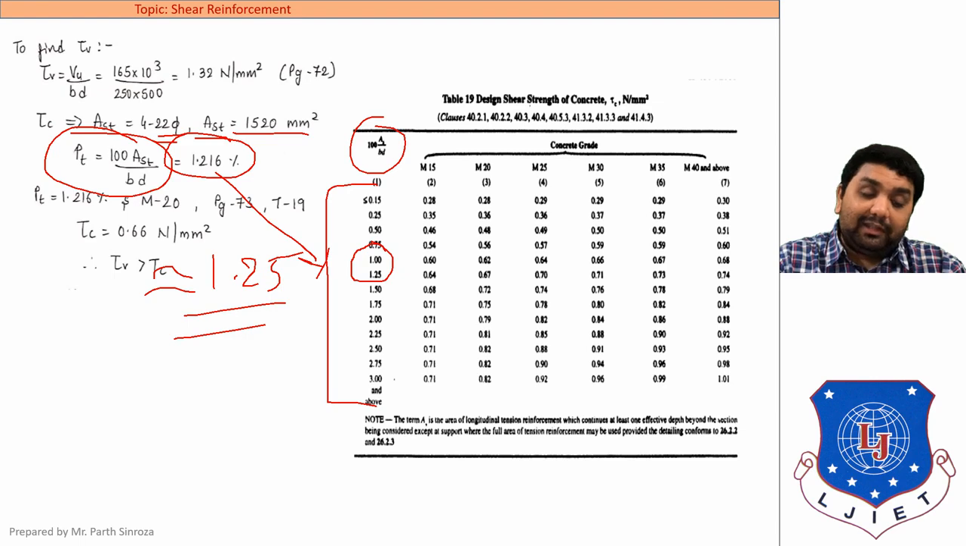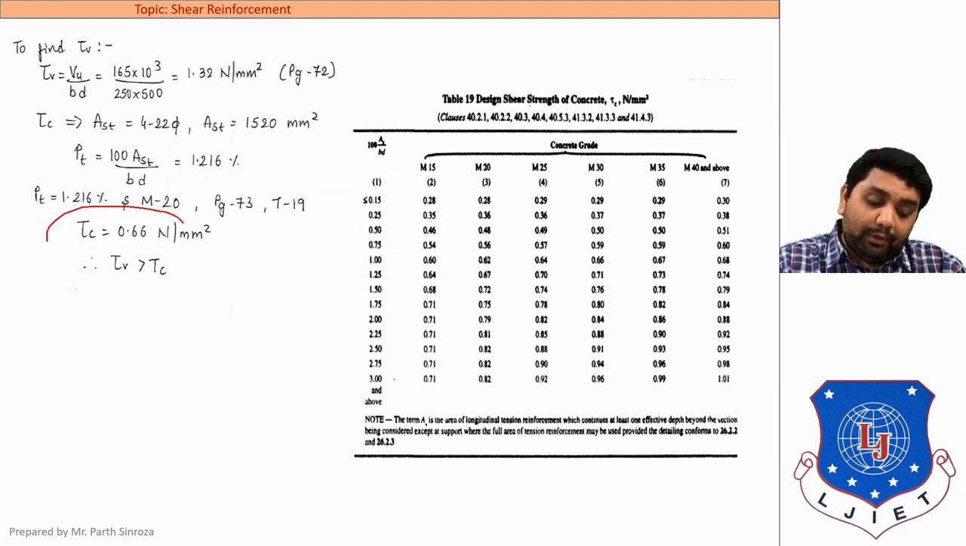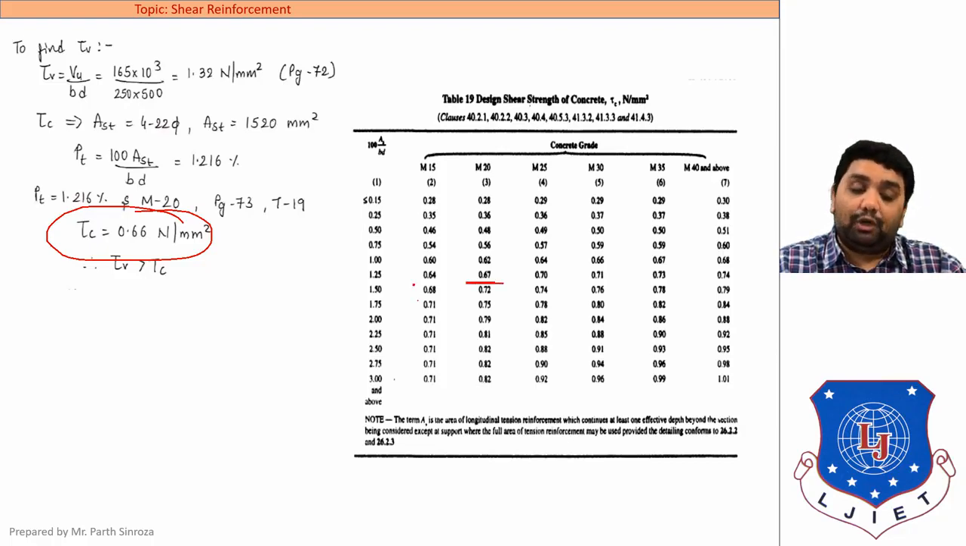As you can see, the tau c value is 1.32, so we are dealing with minute decimal values. Clear? So we won't be rounding it off; in this case we always will be interpolating. By interpolating between 1 and 1.25, we get the answer for 1.216 as 0.66, just somewhat below this value, that is 0.67 for M20 concrete.